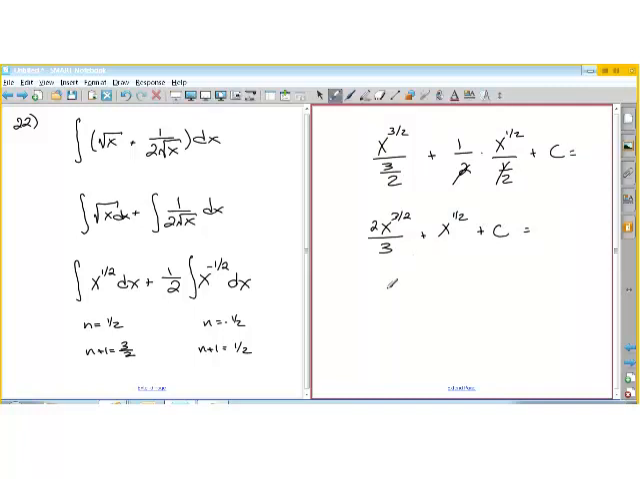The only thing I might do is change this second term to a square root. And that is the antiderivative. It's also the general solution to this equation where you'd say y prime is equal to this, and so the general solution to that differential equation would be that value.